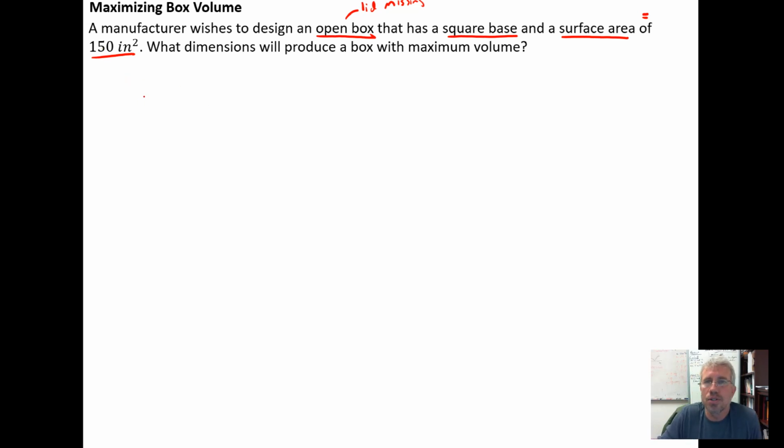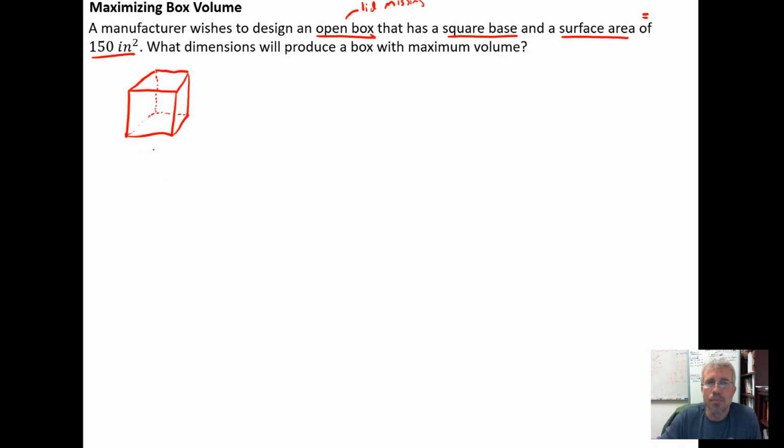So step one, let's just draw an open box. So here's my open box. I'm going to draw a picture of the situation that I'm modeling. So give myself a little box here. We can't see on the inside of the box unless we're Superman. So assuming no X-ray vision, we won't be able to see that part.